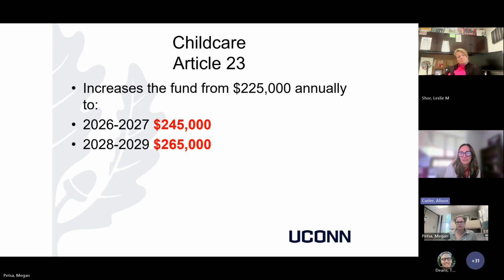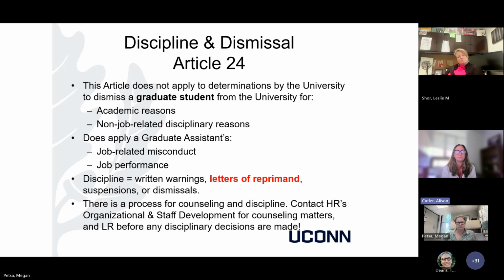Childcare, they have an increase in their childcare fund. They get 2 bumps at the beginning and then 1 in 2028. Next slide. So really the only change in discipline and dismissal is the list of types of discipline. We just added letters of reprimand. It wasn't one of the listed types of discipline, so we just added that in there.